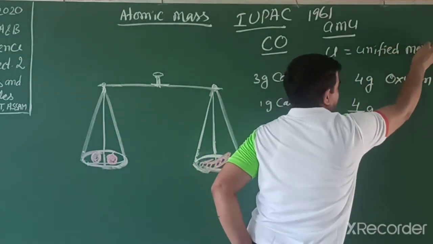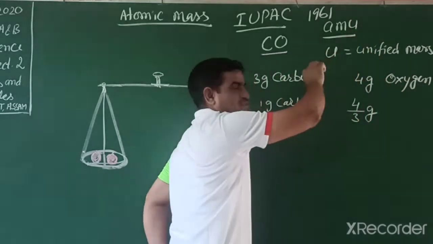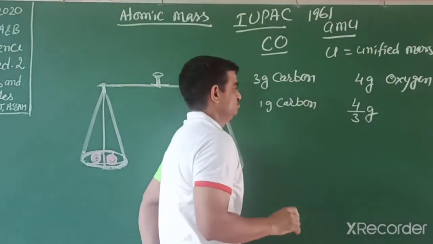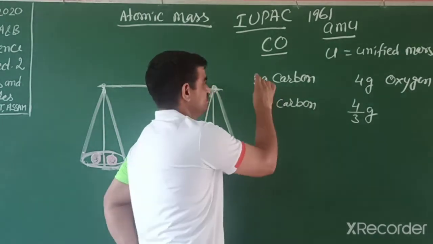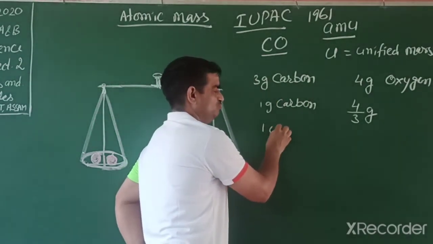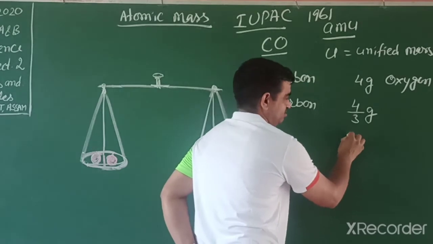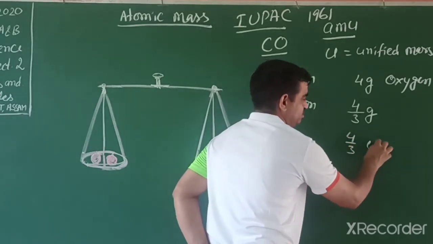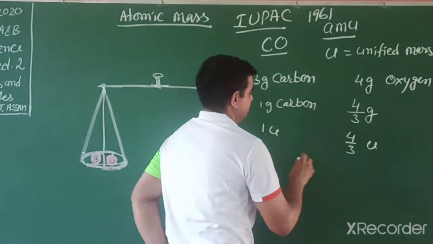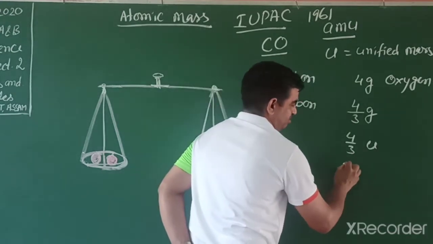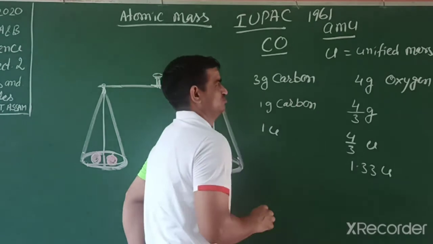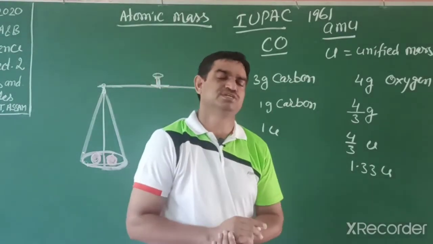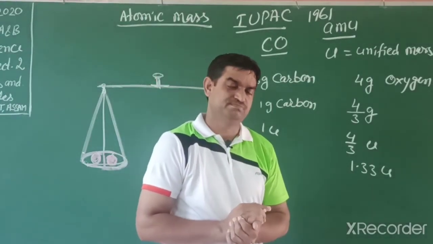Unified mass. AMU means atomic mass unit. So students, if we imagine carbon mass is 1 U, then oxygen's mass is 4/3 unified mass. Or we can say, if we solve, then it is 1.33 unified mass of oxygen. We can say oxygen is the heavier atom.